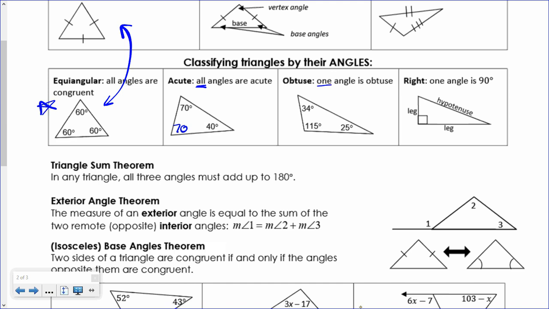You can only ever have one obtuse angle in a triangle, otherwise they would add up to more than 180, which is not allowed. So if you see one obtuse angle, you can automatically figure out the other two are going to be acute, and that would label this as obtuse.